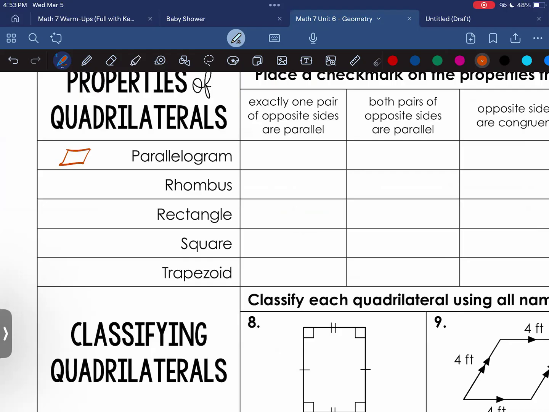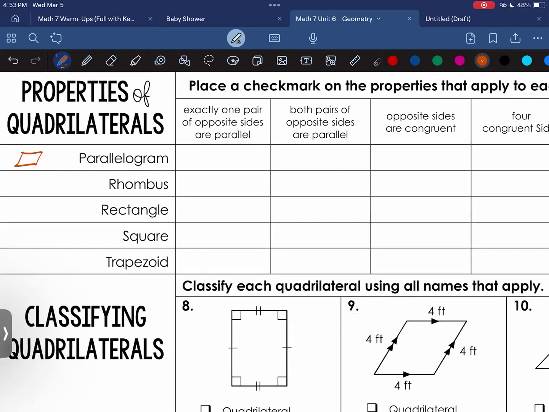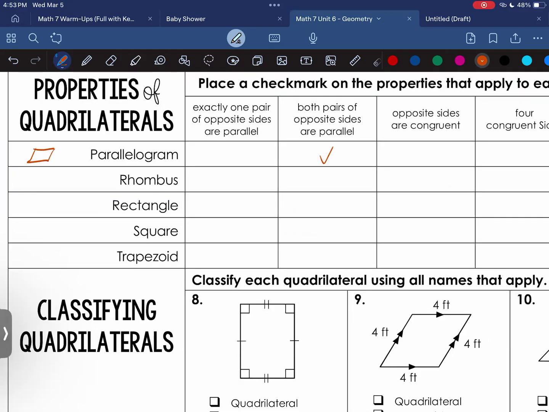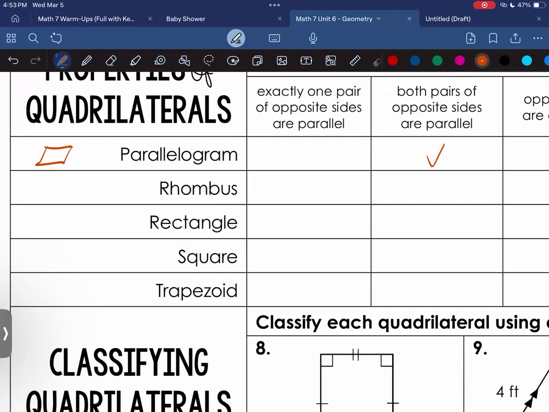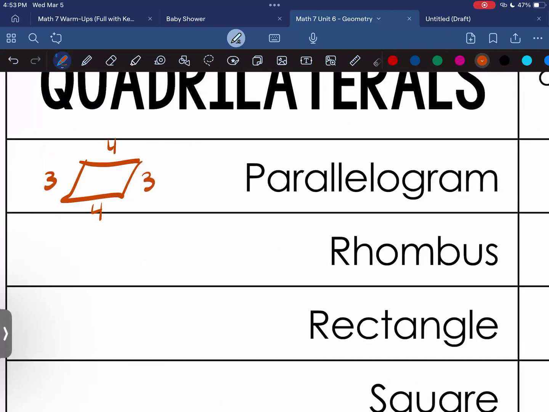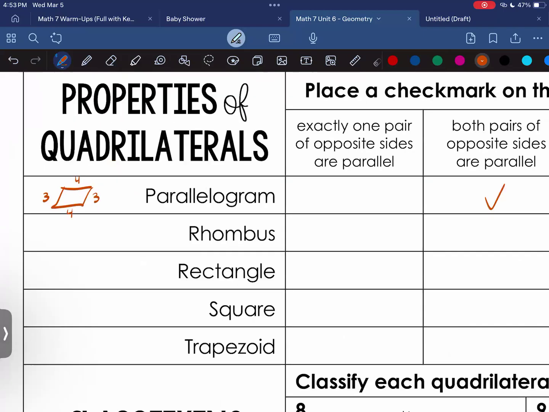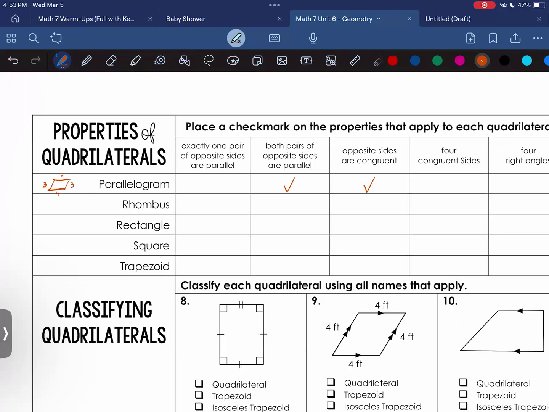A parallelogram has both pairs of parallel sides. Opposite sides are parallel. So this one over here says exactly one is parallel, but both are parallel. Opposite sides are also congruent. So what that means is if in my parallelogram the top was 4, then the bottom length would also be 4. Then if this was 3, then this would be 3. Not 4 congruent sides, but the opposites are congruent. And nope, not 4 right angles. So just those 2 check marks.